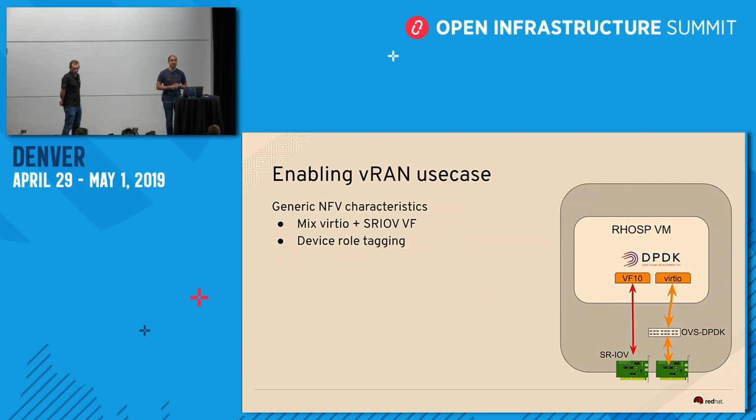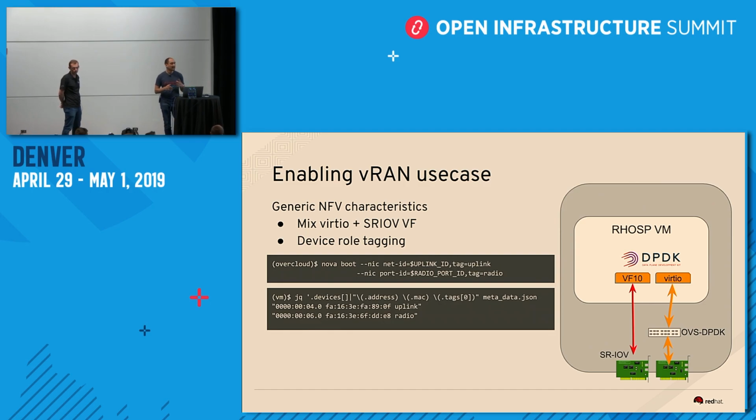And how can we enable the vRAN use case? Well, we will have some generic NFV characteristics, because mixing OVS-DPDK ports, so virtio, vhost-user, and SR-IOV VF is fairly common. In order to know which ports correspond to which interface from the VM point of view, we will use device role tagging, so that for each interface, we will set a specific tag so that from the VM, we will know whether this interface is used for management, for the uplink, for the radio.